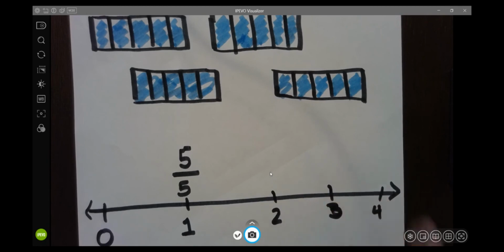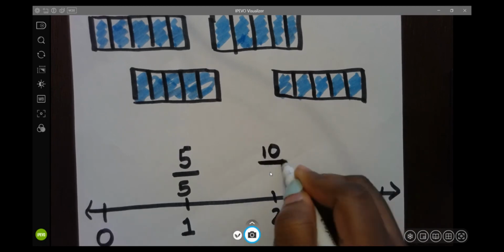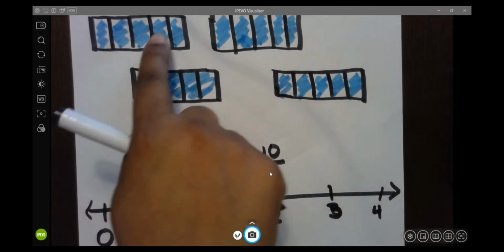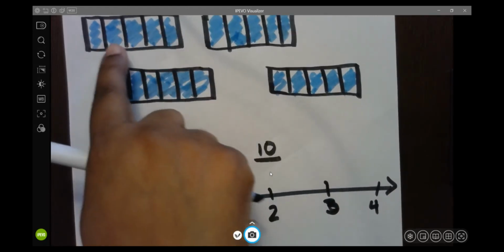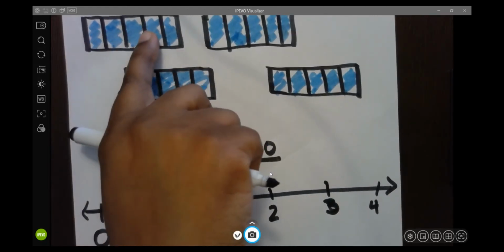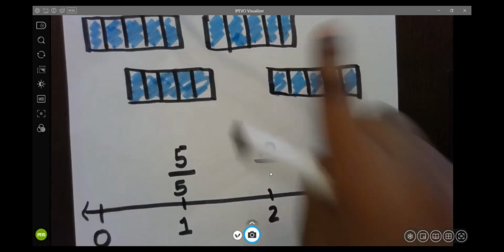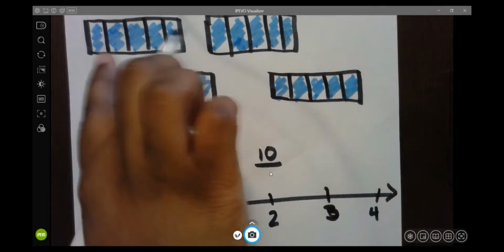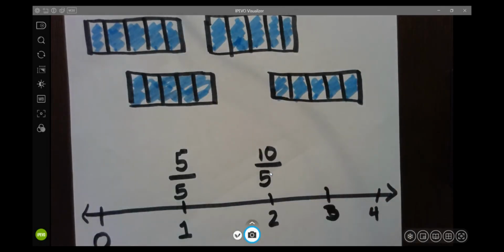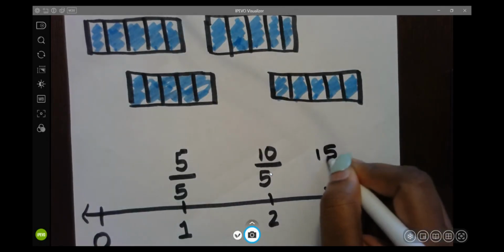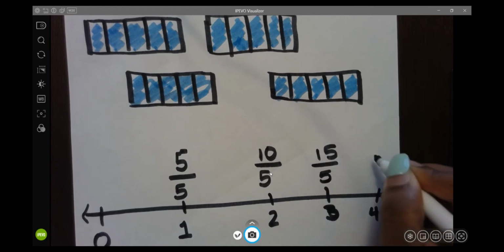5, so then you have 10. So 1, 2, 3, 4, oops, 1, 2, 3, 4, 5, 6, 7, 8, 9, 10 over, each one of these are broken into 5, so that's 5, 15, and 20.